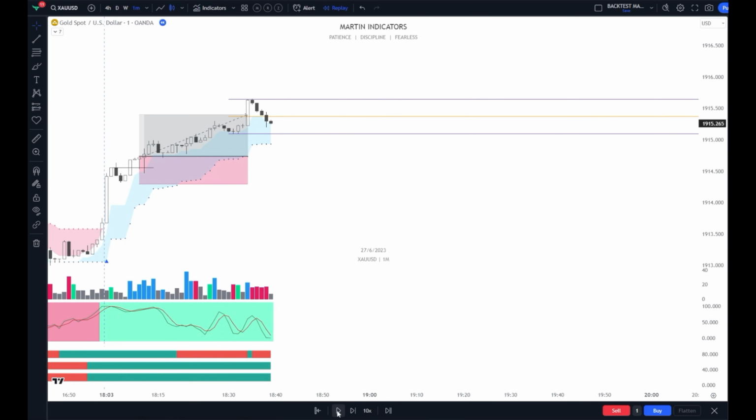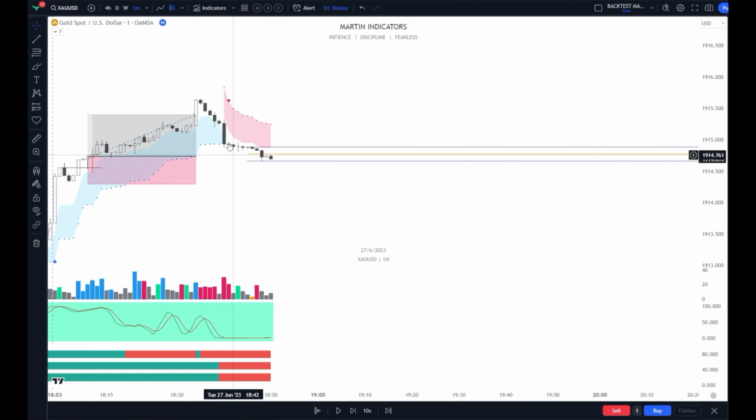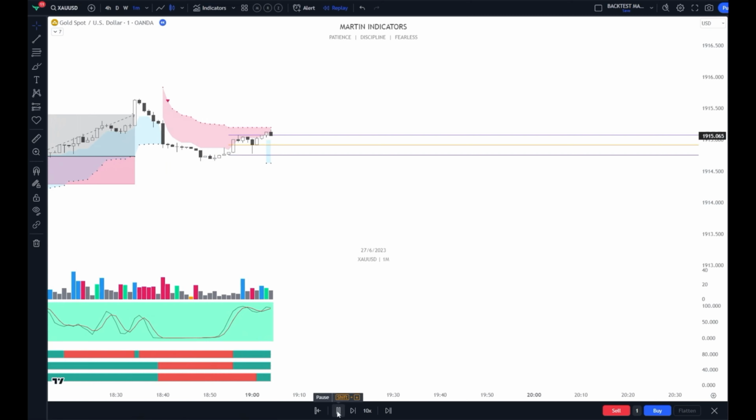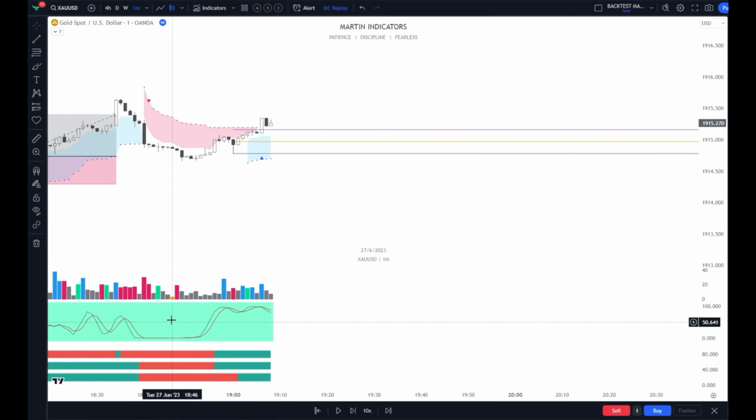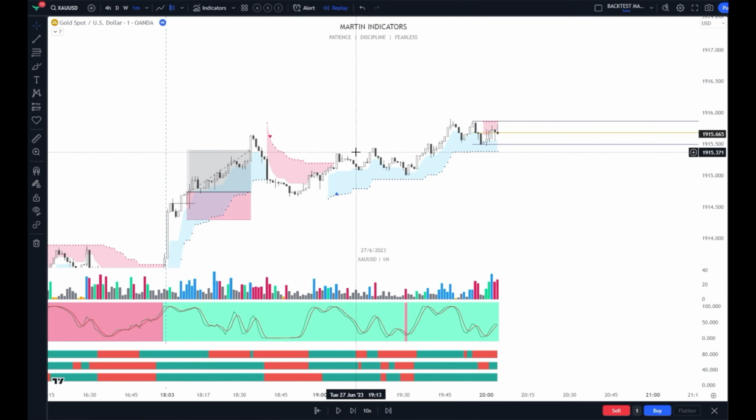Let's move on. So we have a breakdown, but we don't have any sell signals in our indicators. So we'll just pass it on. That's why we didn't get any sell signals here, because the market was just dropping sideways. So this way we will avoid fake outs. No valid trades.